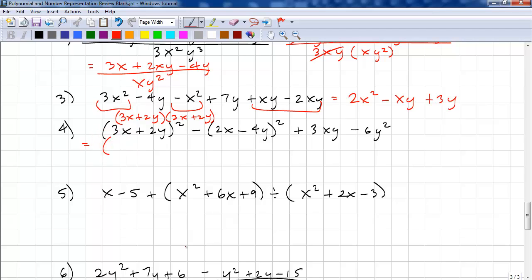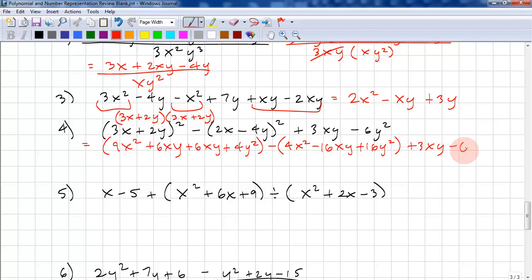So put brackets around here. 9x squared plus 6xy plus 6xy plus 4y squared minus 4x squared minus 8. And when we're doing binomials squared, we can just double the middle term. So this is actually minus 16xy. And then minus 4y squared, that's plus 16y squared. And plus 3xy and a minus 6y squared.